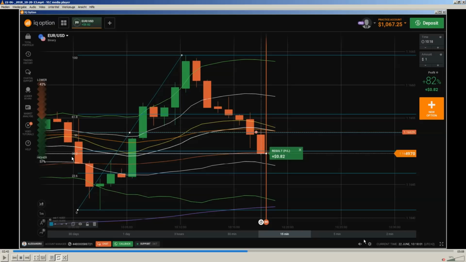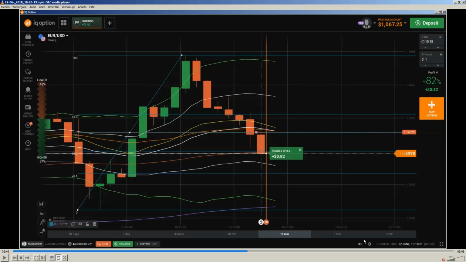This 38.2 is nothing else than the 61.8. And if you have watched the deep explanation video about Fibonacci levels, the 61.8 Fibonacci level is mostly a reversal Fibonacci level. Yes, that is what I know.